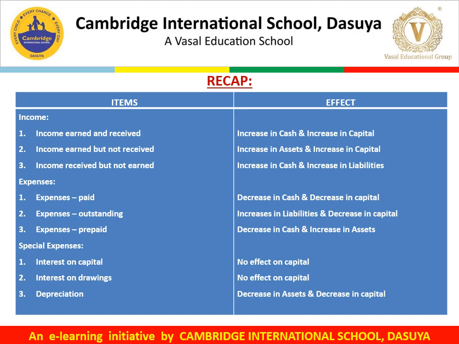But expenses also have an effect over the capital, so it will reduce the capital. So the effect would be an increase in liabilities and a decrease in capital. Next is expenses prepaid. Expenses when paid in advance are called expenses prepaid. Since cash is paid, it will reduce the cash. But the benefit will flow in the near future, so it is treated as an asset also. So the effect would be a decrease in cash and an increase in assets.